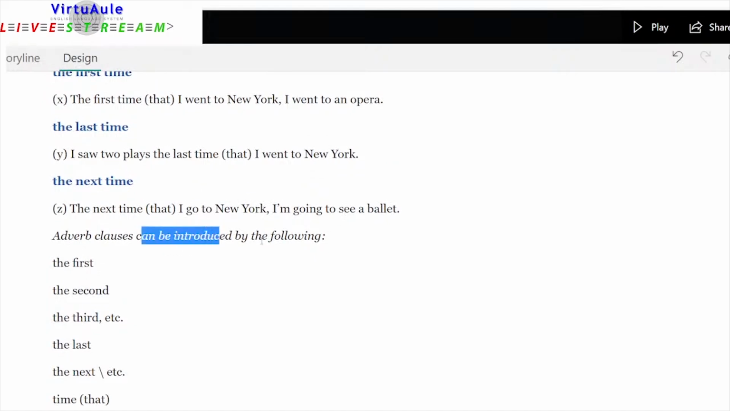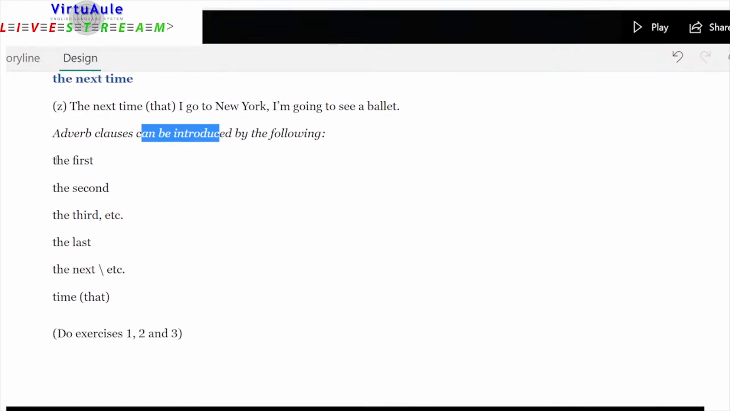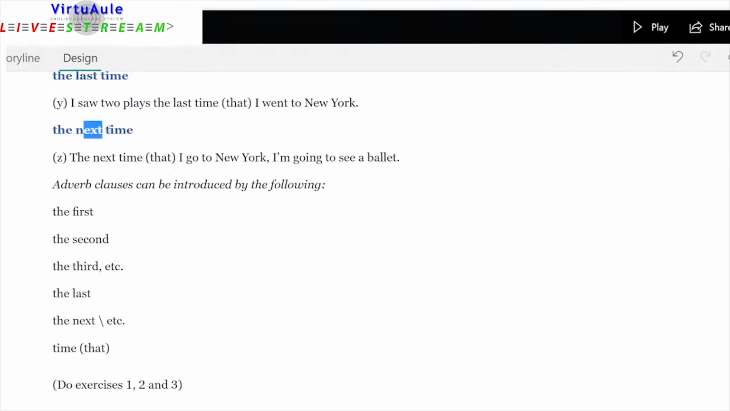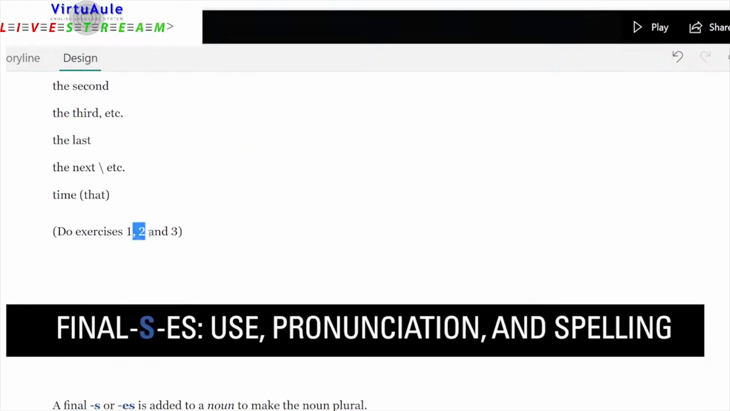Adverb clauses can be introduced by the following. You have the first, the second, the third, the last, the next, and then time that. So the second time that I did something, I went, so you have the next time, the last time, the first, the second, the third. Okay, you could do exercises 1 and 2 if you have that access.